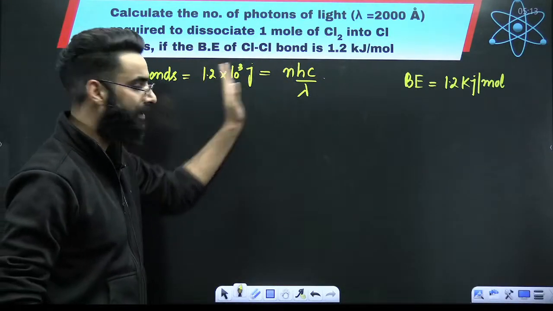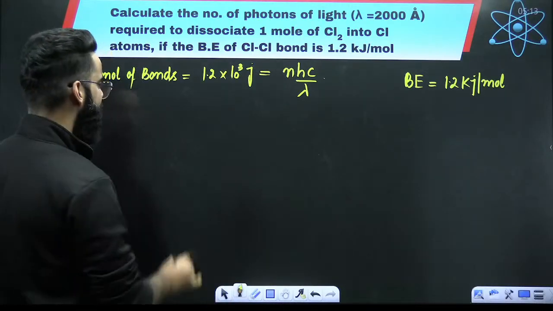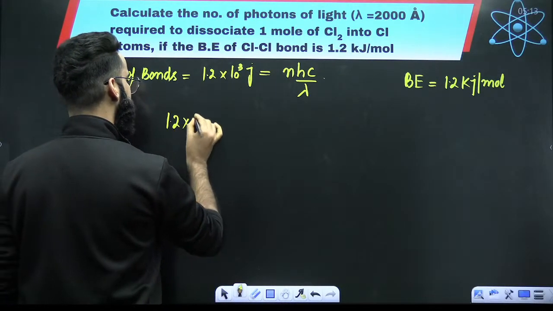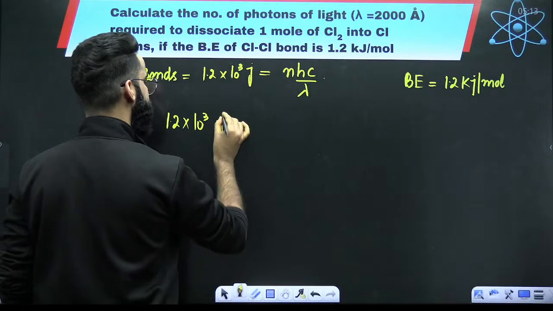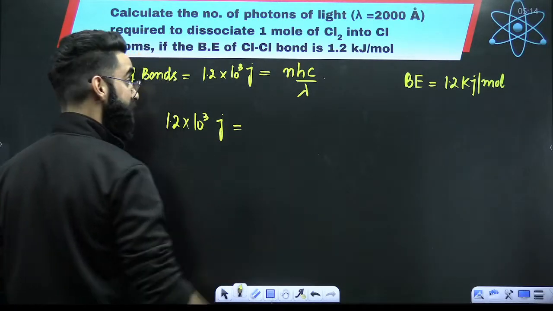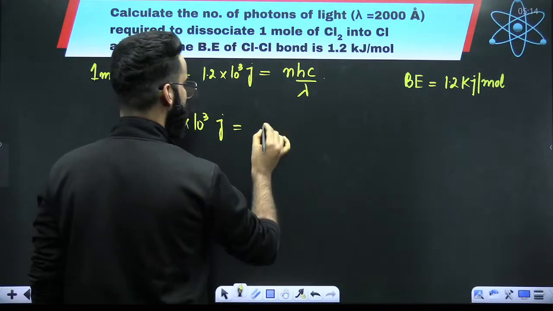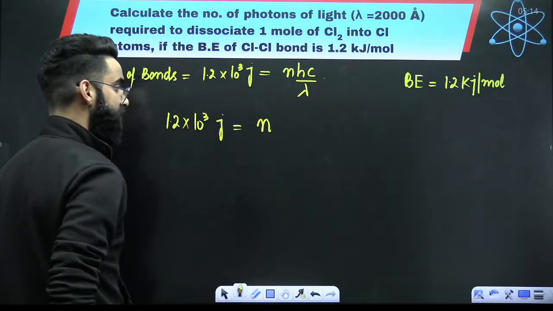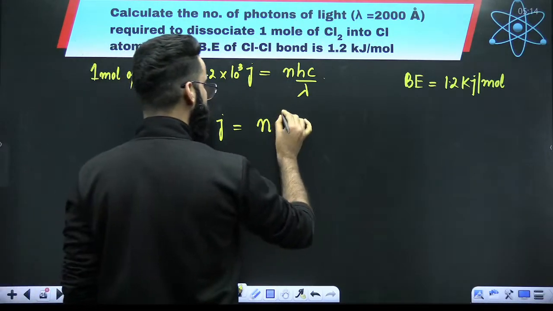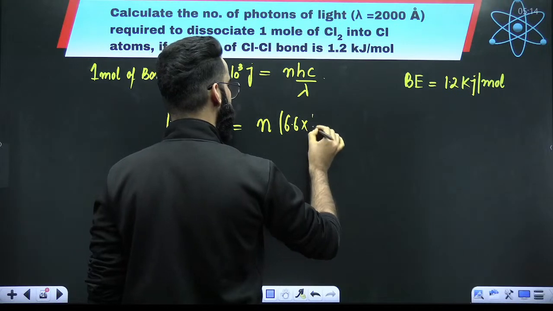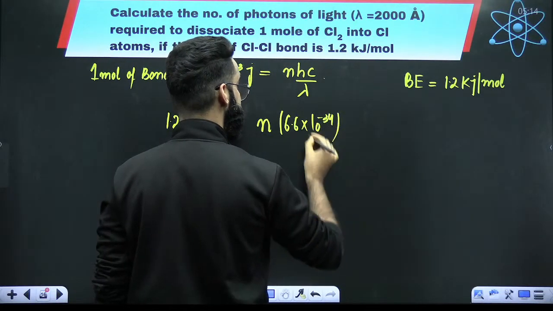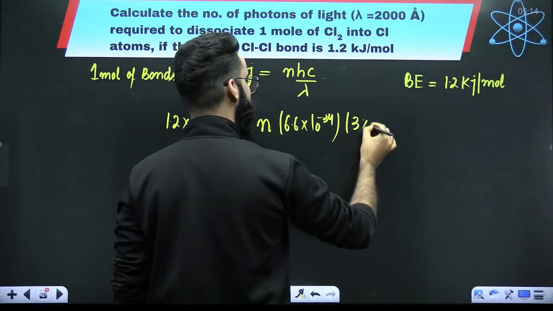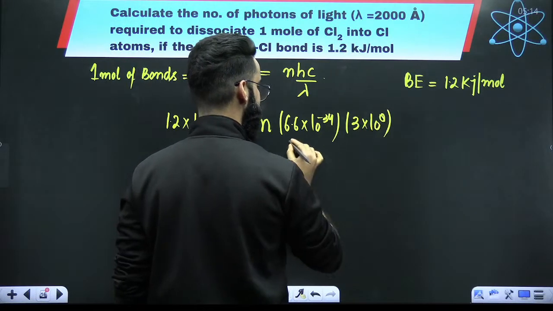I just have to equate it. The question is done and dusted. Have a look. It's going to be 1.2 into 10 raised power 3. Left hand side is in joules, so right hand side also has to be in joules. N represents number of photons, which I have to calculate. H value is 6.6 into 10 raised power minus 34 as per SI system. C value is 3 multiplied by 10 raised power 8 meter per second as per SI system.